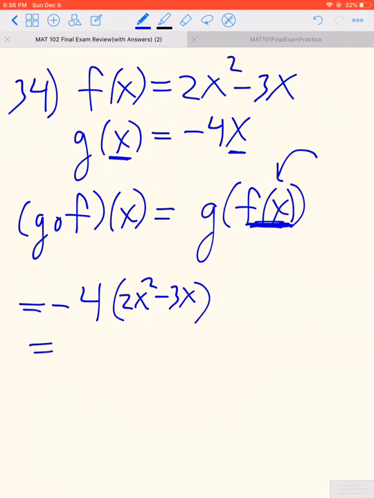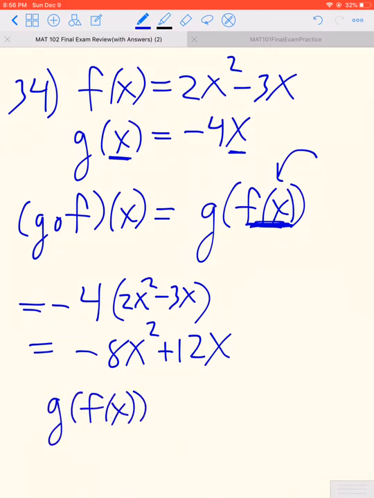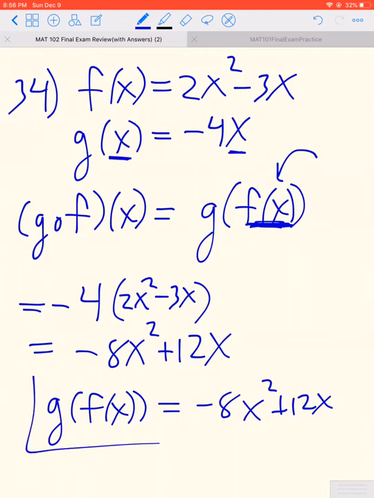We can simplify this by distributing. This would be negative 8x squared plus 12x. And so that's our expression for g composed with f of x. It's negative 8x squared plus 12x.